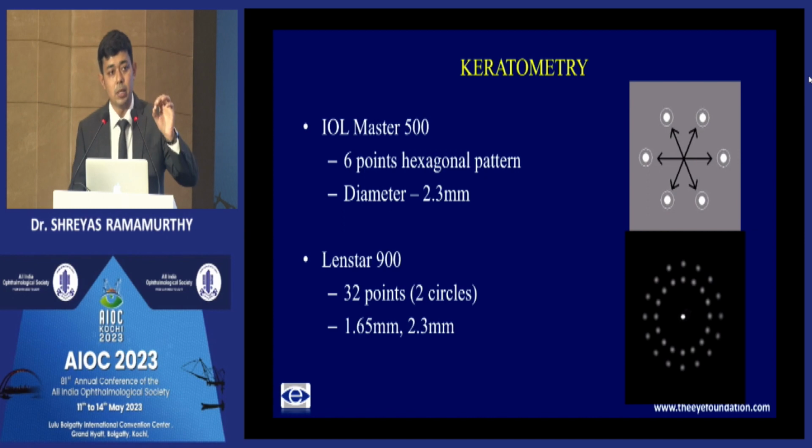Because all the formulae that you have are based on our biometers on the central 3 mm. So sometimes if there is a discrepancy between your SimK values on your topographer and your IOL Master, you would rather go with your IOL Master, because the formulae are actually adapted to the readings which you get from the IOL Master or the Lenstar.